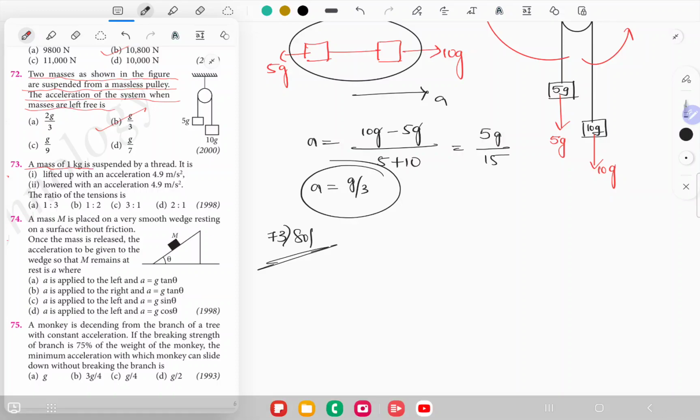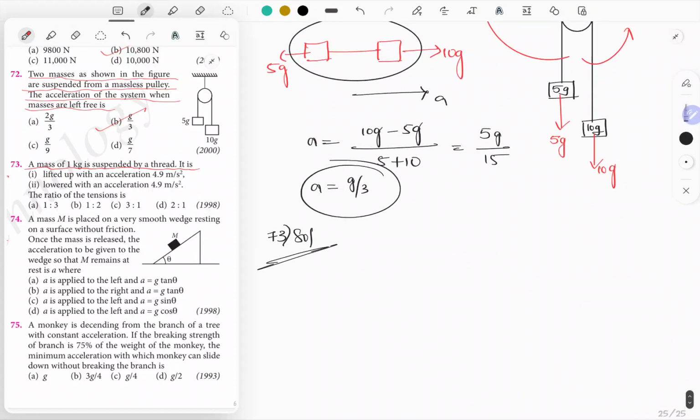A mass of 1 kg is suspended by a thread, lifted up with an acceleration of 4.9 meter per second square, and lowered with an acceleration of 4.9 meter per second square. Now what are they asking? The ratio of tensions. Super. Let me represent the diagram.